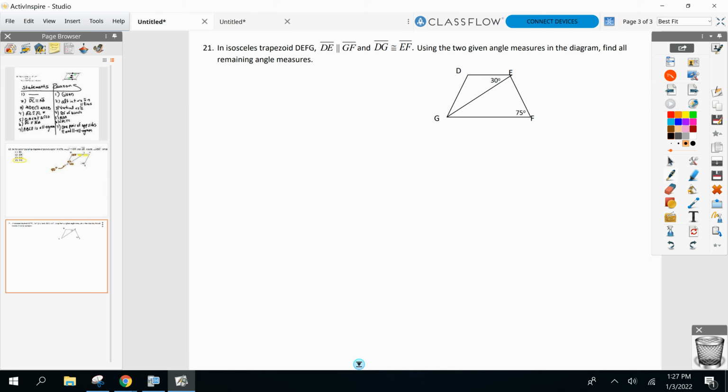Isosceles trapezoid. These two are parallel. These two are congruent. Got it. Find all remaining angle measures. All of them. Any blank angles we are finding right now.